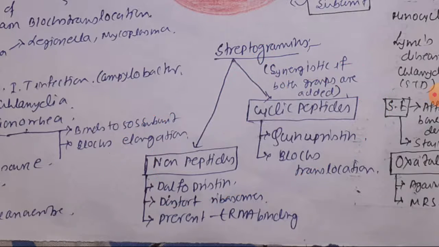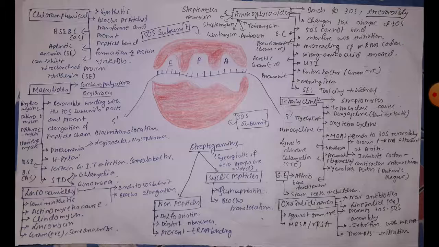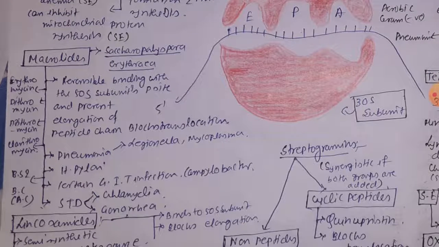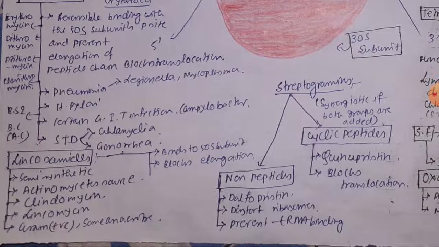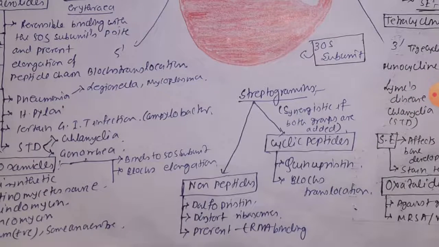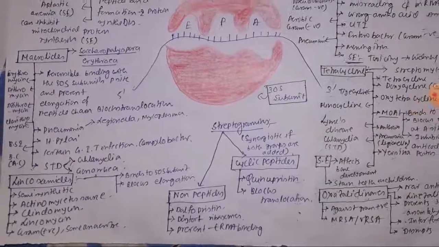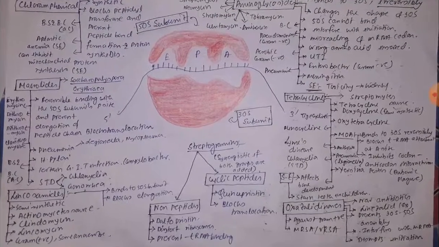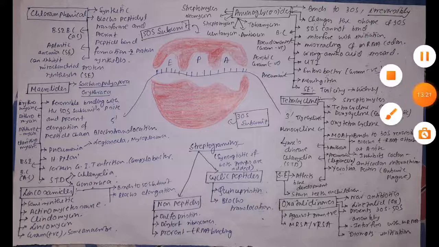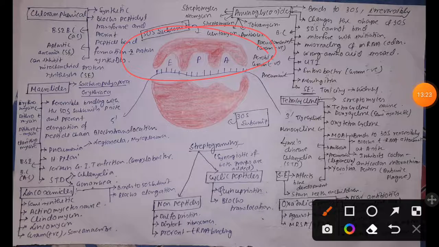So that's how we have discussed various kinds of 50S subunit inhibitors. First chloramphenicol, then macrolides, then lincosamide, and at last streptogramine. I hope this video will be helpful to you to understand the various kinds of antibiotics we have discussed that especially target this portion. In the next video we are going to discuss antibiotics that target this part.